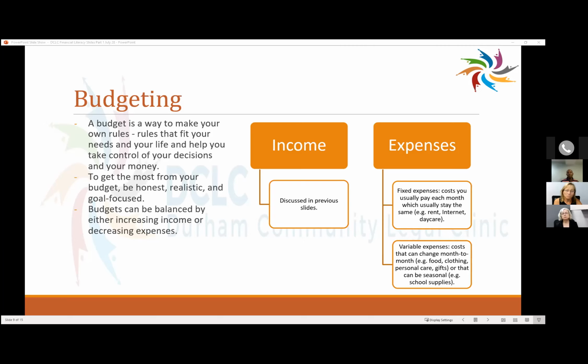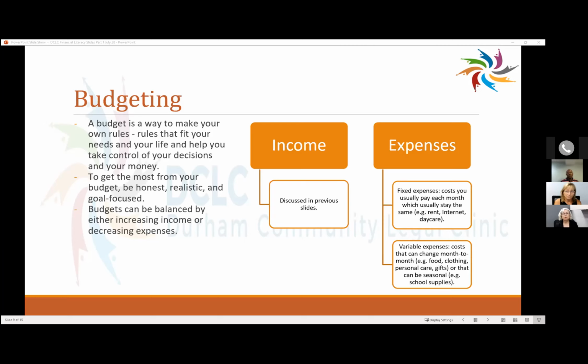A budget keeps track of your money and is a summary of your income, which is money coming in, and expenses, which is money going out, over a certain period of time, like a month or 6 months or a year. There are two kinds of expenses: fixed expenses and variable expenses. Fixed expenses are costs you pay each month that stay the same, like your rent, your internet, your daycare. Variable expenses are the costs that change from month to month, like food, clothing, gifts. There are seasonal variations, like school supplies in the fall or Christmas shopping.